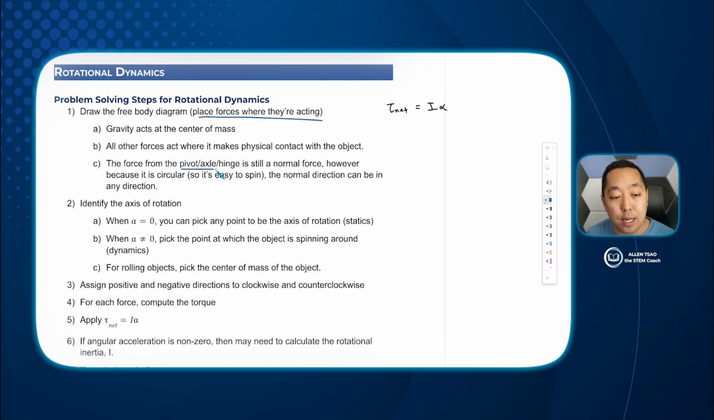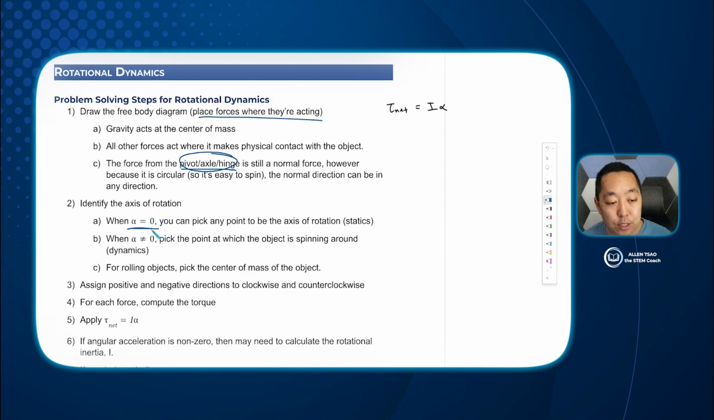We're going to handle some pivots, axes, and handles. Technically, one of the tricky things about hinges, if there's things that are rotating, it's still a normal force. However, because it's circular, the normal direction can be any direction. We'll go through some examples in there. We then want to identify the axis of rotation.